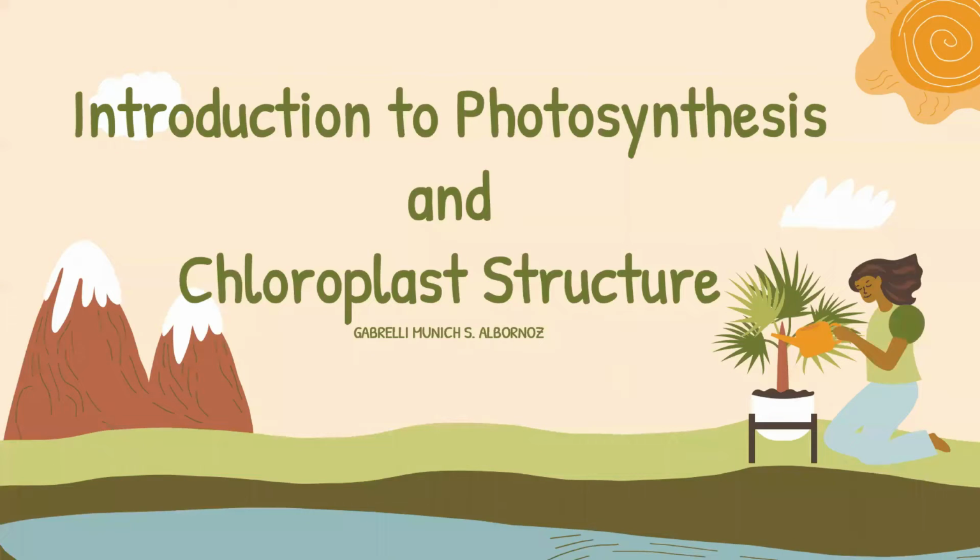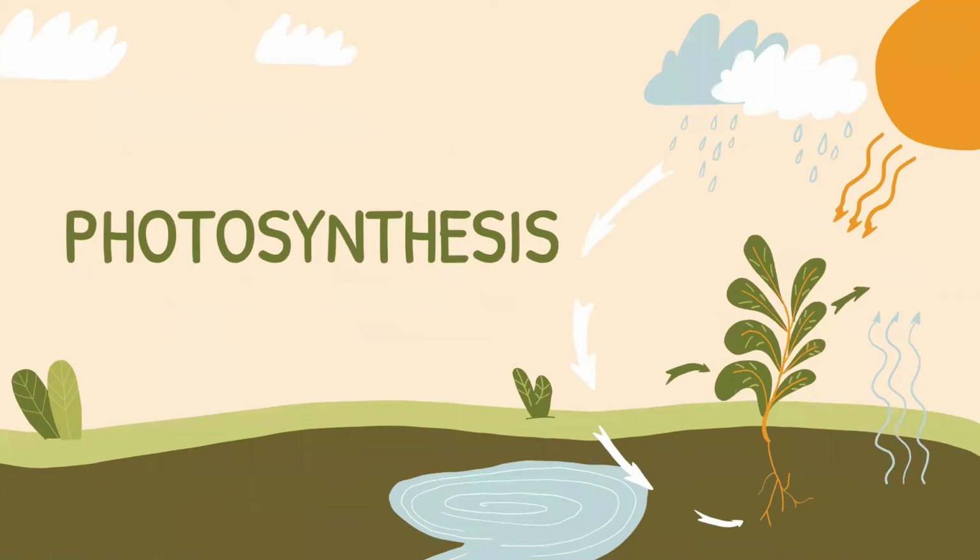I am Gabrieli Monique Albornoz, and I will be discussing a brief introduction to photosynthesis and why it is important, as well as the chloroplast structure of plants. To begin, photosynthesis in layman's terms is a natural process of food making in plants. It is a biological process that involves the use of sunlight, water, and carbon dioxide to produce oxygen and energy in the form of sugar.